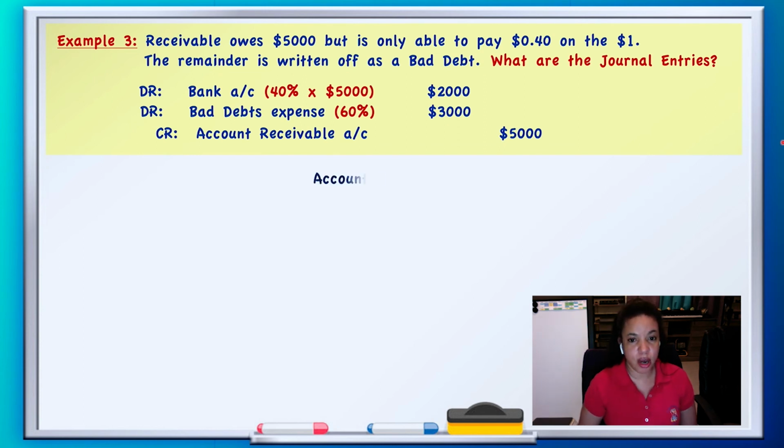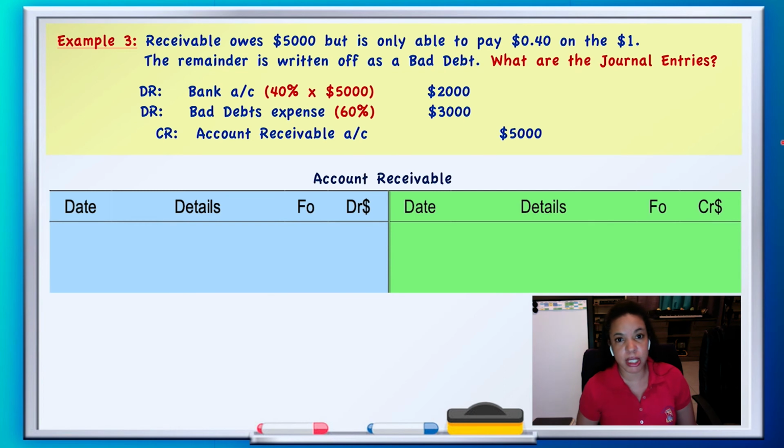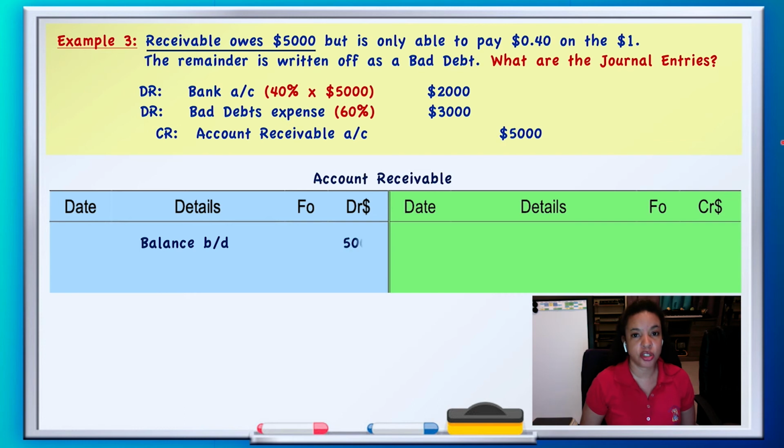Then you go to the account. Let's do the accounts receivable again. You start with your balance, which is on the debit side. So you always have your balance brought down. How much did he owe? $5,000. So you're going to have your balance brought down on this side. And then you're going to go to the credit side. By now, you're not thinking about it anymore. You're not even following instructions. You're just so accustomed to it.